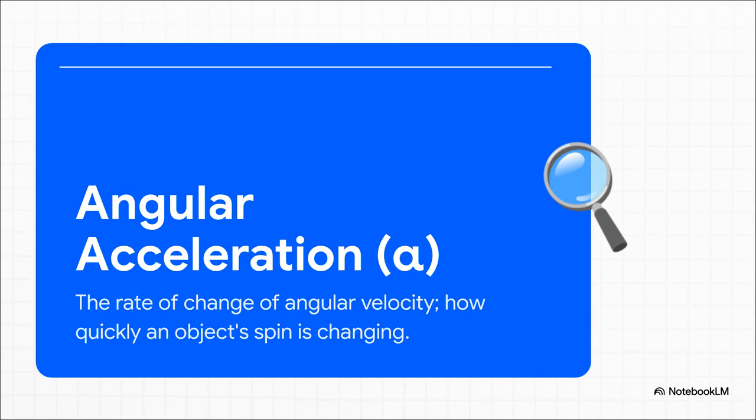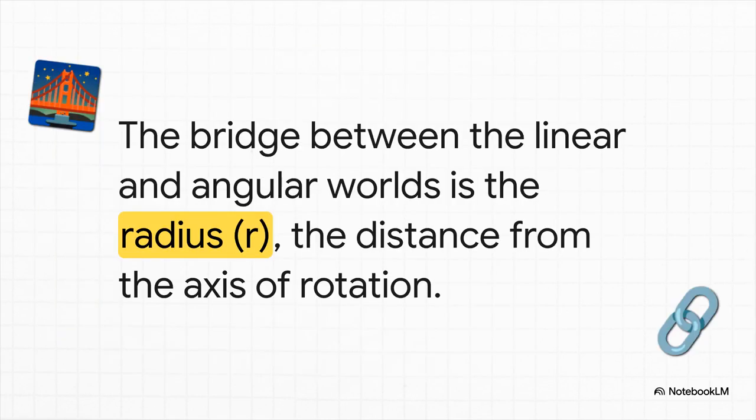And here's the best part. All those kinematic equations we mastered for constant linear acceleration, they work perfectly with these new angular variables. We just swap them out. So, here's the million-dollar question. How do we actually connect these two worlds? How do we get from the angular speed of a spinning tire to the linear speed of the car? The bridge, the absolute key that unlocks everything, is the radius r, the distance from the axis of rotation.